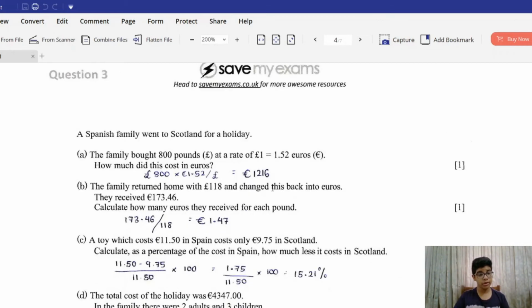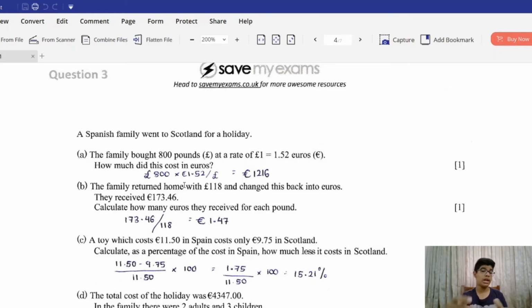Now let's move on to the third question. A Spanish family went to Scotland for a holiday. Part A. The family bought £800 at a rate of £1 equals to 1.52 euros. How much did this cost in euros? So basically £1 is 1.52 euros. So how much would £800 equal to? Cross multiply. So 800 times 1.52, and we get that it's 1,216 euros.